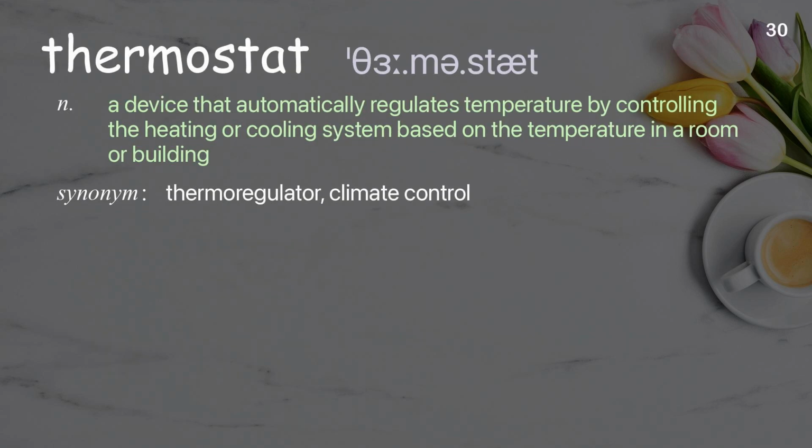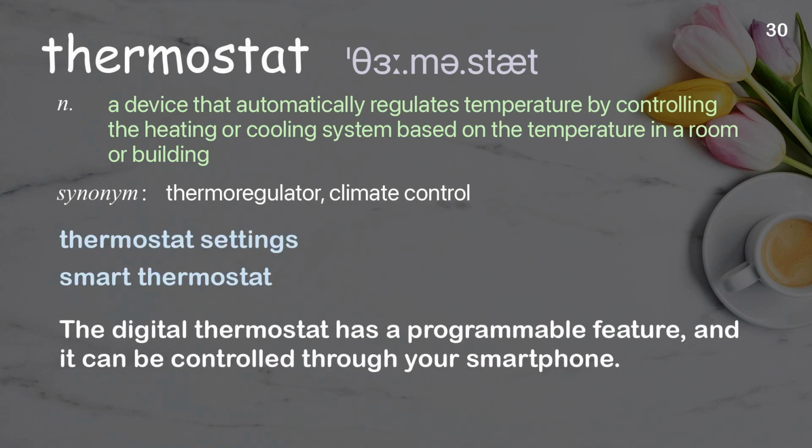Thermostat. A device that automatically regulates temperature by controlling the heating or cooling system based on the temperature in a room or building. Examples: thermostat settings. Smart thermostat. The digital thermostat has a programmable feature, and it can be controlled through your smartphone.